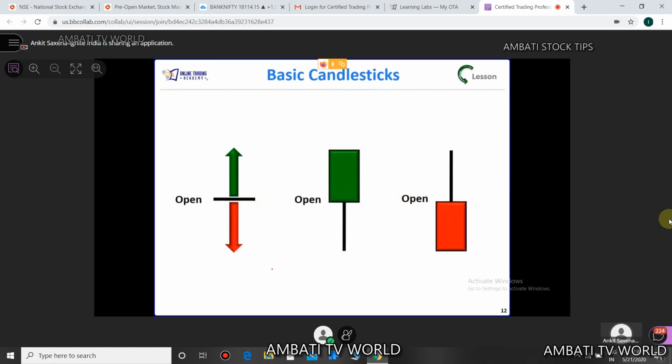Okay. Now, what has happened here? The prices opened at this rate, and if the prices go up, it will create a green candle. And if the prices open here and if they come down, it will create a red candle, because the prices have come down, and that's the reason it will be a red candle here.